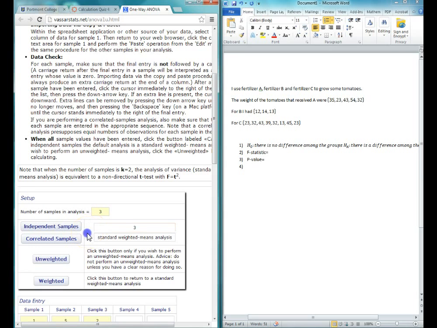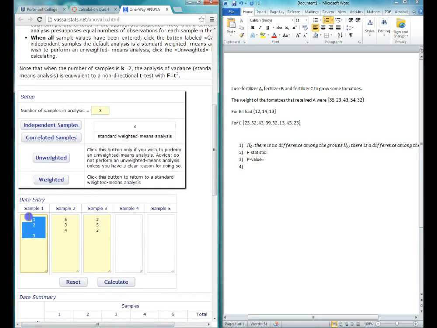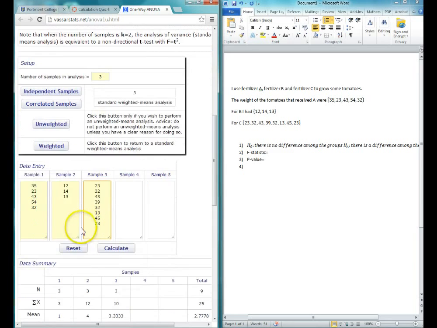Let's assume they're independent from each other because they're given different fertilizers. And this time in the data entry, for the first group it was 35, 23, 43, 54, 32. In the second sample, 12, 14, 13. And in that last sample, 23, 32, 43, 39, 32, 13, 45, 23. So they're even different sizes, but each one has an average. There's an average here, and here, and here. And we're trying to see if there's a difference in the averages. So let's go calculate that.